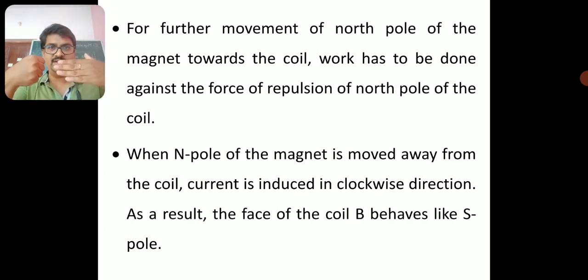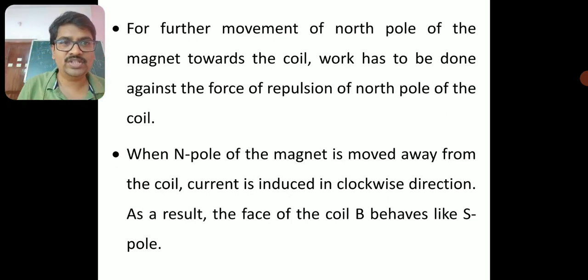In a similar way, if the north pole of the magnet is moving away from the coil, what should be the pole generated here? It should oppose this motion, so it should produce a south pole, which opposes the motion of the north pole away from the coil. How is the south pole produced? If current is induced in the coil in a clockwise direction, the face of the coil behaves like a south pole.